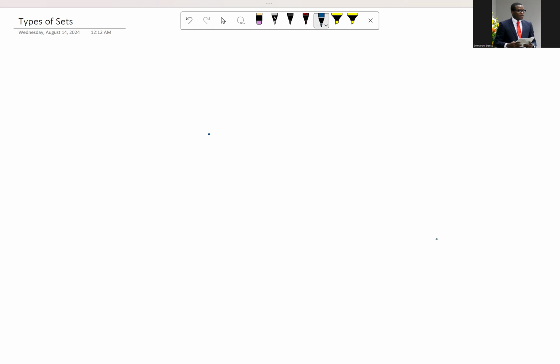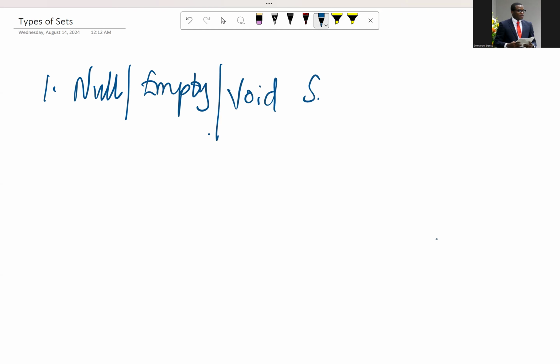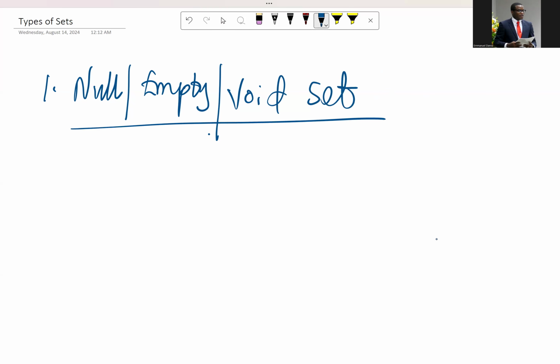So, in this video, we'll be talking about types of sets. Straight up, we go to talk about the first type, which is known as the null, empty, or void set. Sometimes you can even call it a zero set, but I'm not very sure about that. Let's rest it and just stay with these three. So null, empty, or void set. That is the first type of set we are considering.